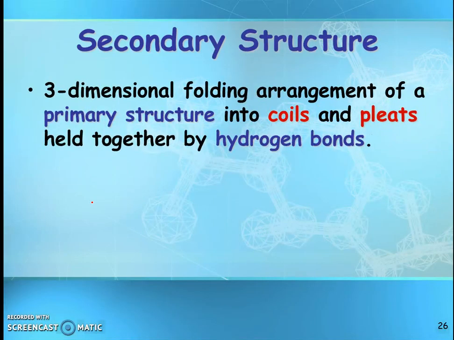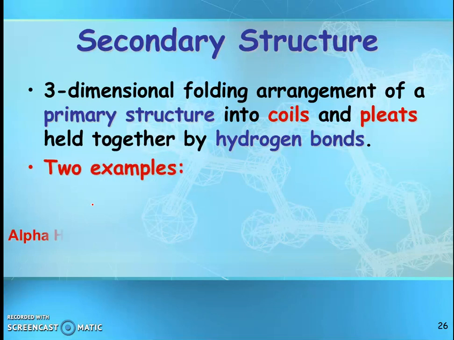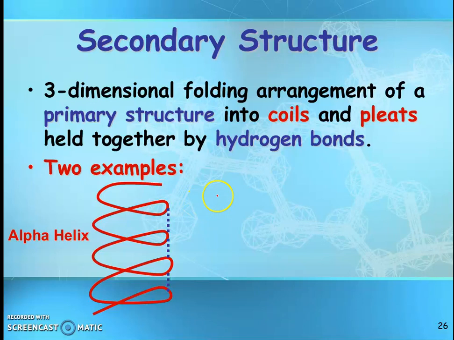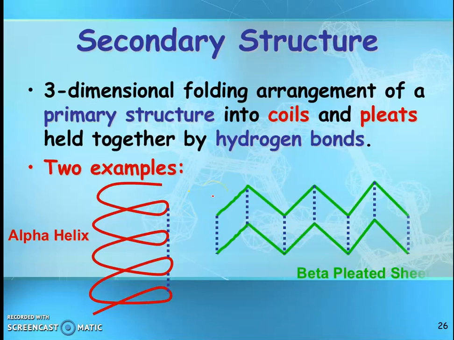Secondary structure is a 3-dimensional folding arrangement of the primary structure. If you fold the primary structure into coils and pleats, it makes a secondary structure, and they're joined together by hydrogen bonds. There are 2 examples for secondary structure: one is the alpha helix and one is the beta pleated sheet. The alpha helix is kind of coil shaped, and the beta pleated sheet is zigzag. All these structures are joined by the hydrogen bonds.